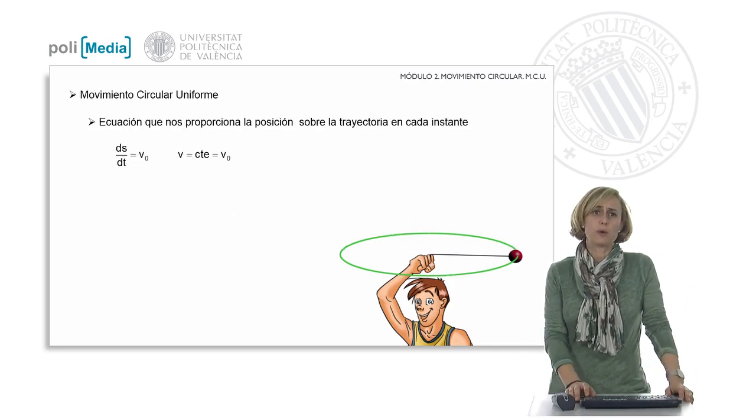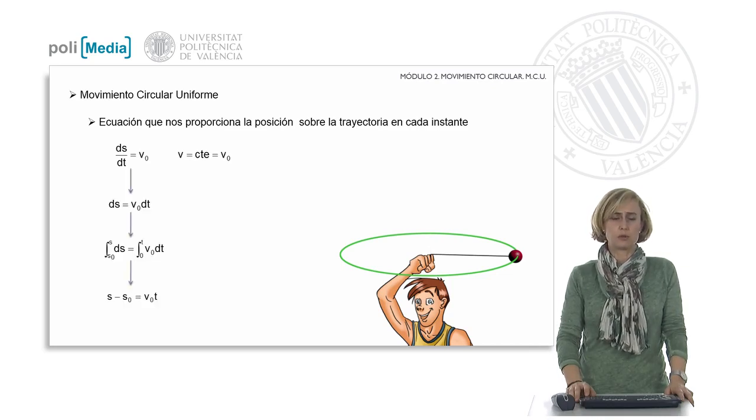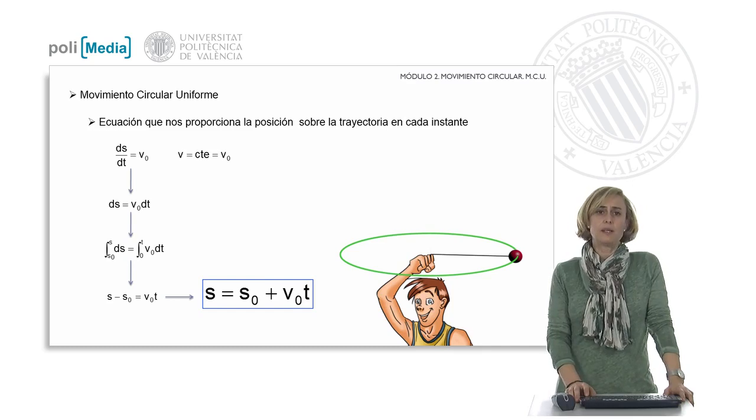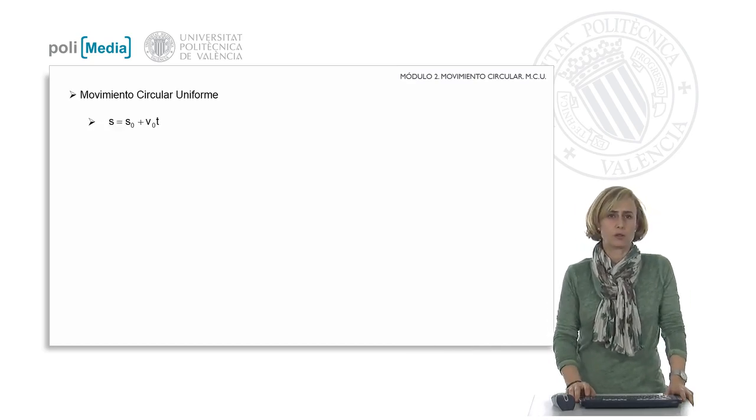Let us now obtain the equation that gives us the position on the trajectory at each instant. We take into account that the velocity is constant and equal to v sub 0. From the expression that appears on the screen, we separate variables, integrate as we usually do, and obtain the path traveled on the trajectory s as a function of time, where s sub 0 and v sub 0 are the initial conditions. We have obtained the displacement over the trajectory.